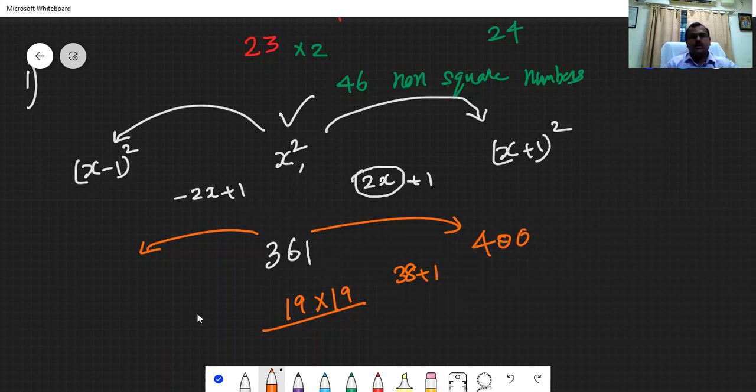If you want the previous square number, now you have to take what? 19 into 2, 38, plus 1, minus 37. How much will you get? 361 less 37 is 324. So how to find the previous square number and how to find the next square number, these are the techniques you learn now.